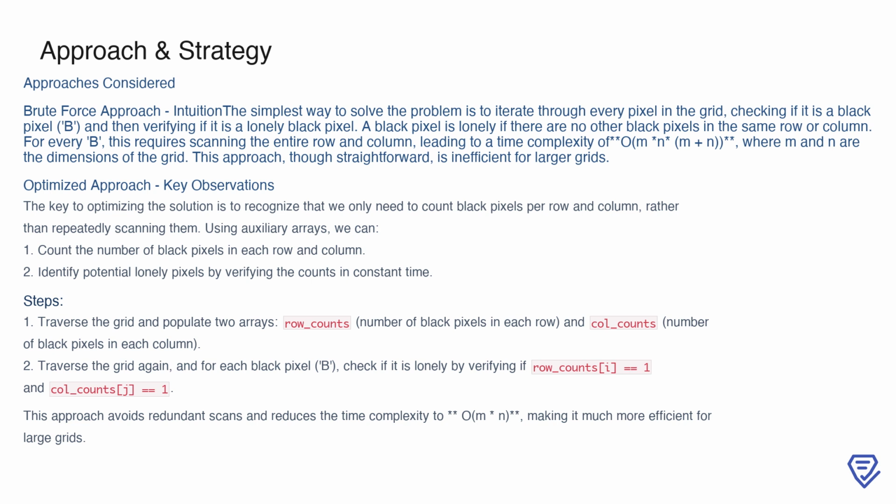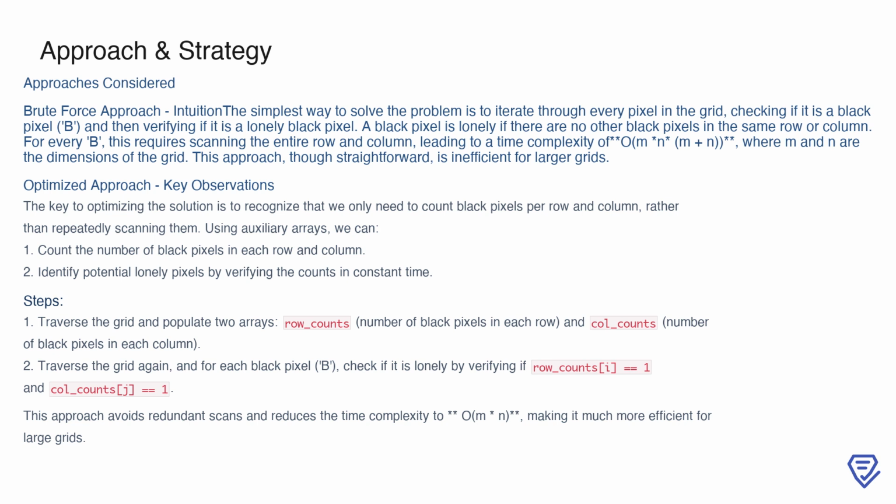To optimize, we can leverage a key observation. Instead of repeatedly scanning rows and columns for each black pixel, we can count the number of black pixels in each row and column just once and store these counts in auxiliary arrays. By doing so, we can determine whether a black pixel is lonely in constant time. The optimized steps involve two main traversals of the grid.